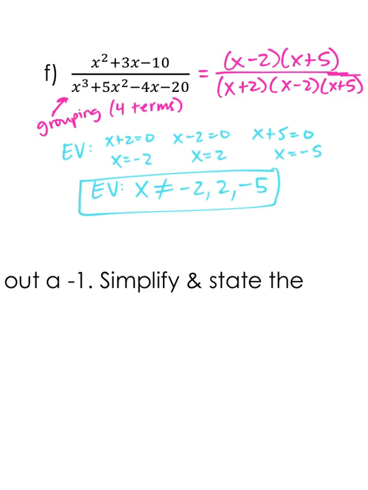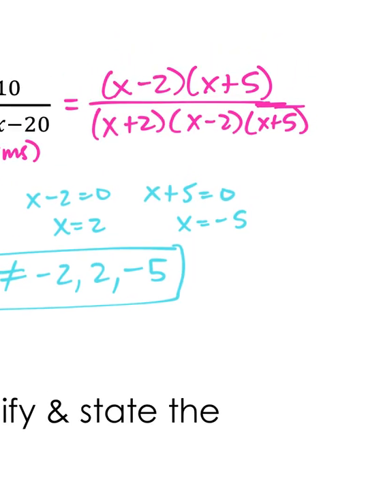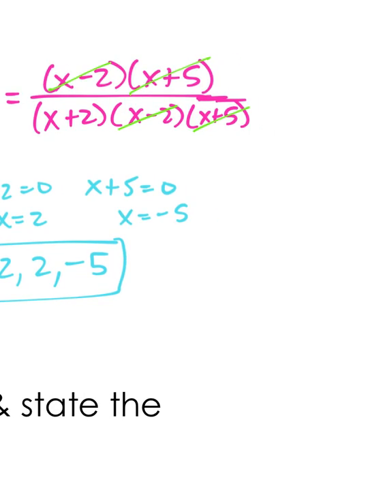Now looking back at my original expression, I have x minus 2 times x plus 5 on the top, x plus 2 times x minus 2 times x plus 5 on the bottom. There's an x minus 2 on top and bottom, so I cancel those. There's an x plus 5 on top and bottom, so I cancel those. So that leaves me with 1 on the top and x plus 2 on the bottom. That would be my simplified expression.